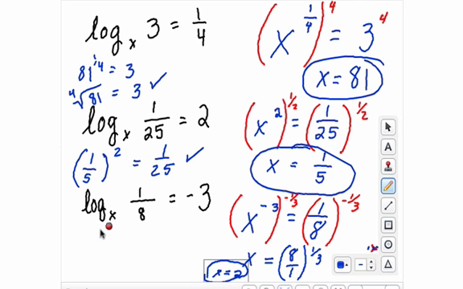Now you can plug this in. 2 to the negative 3, does that equal 1/8? Yes, because if you deal with the negative, this is 1 over 2 to the third, and 1 over 2 to the third is 1/8. So this is the correct answer.